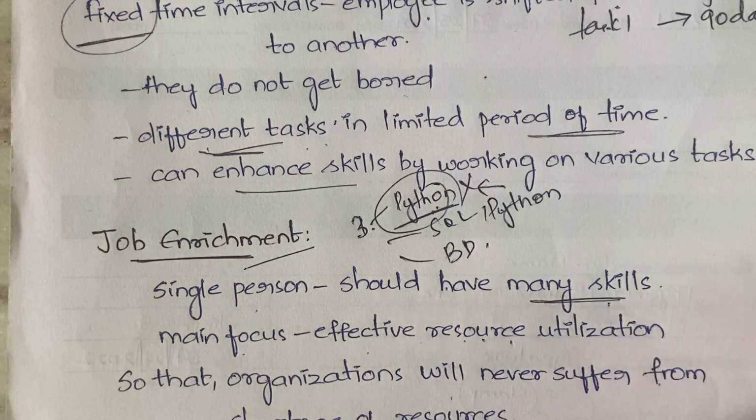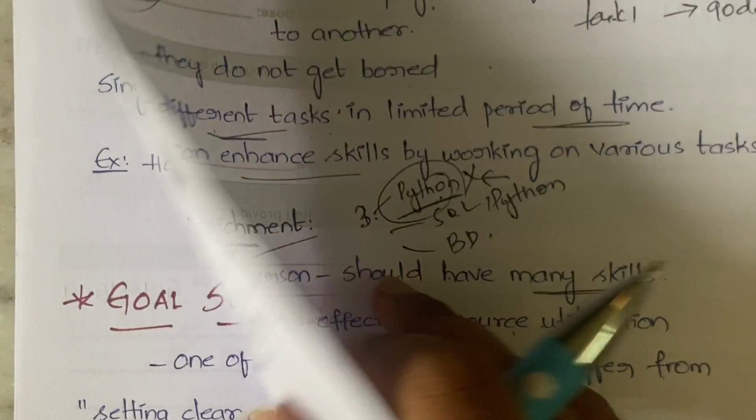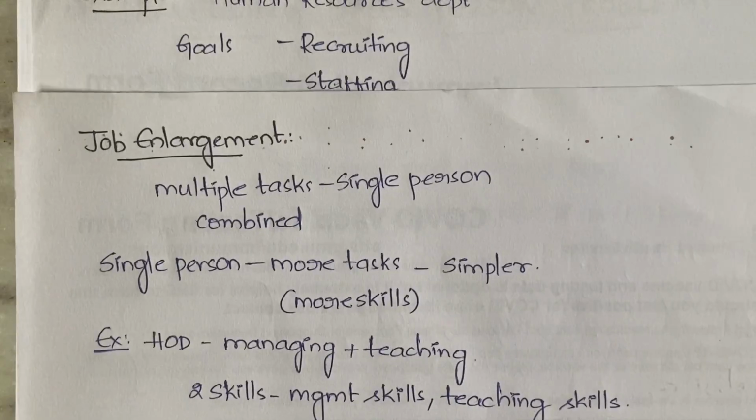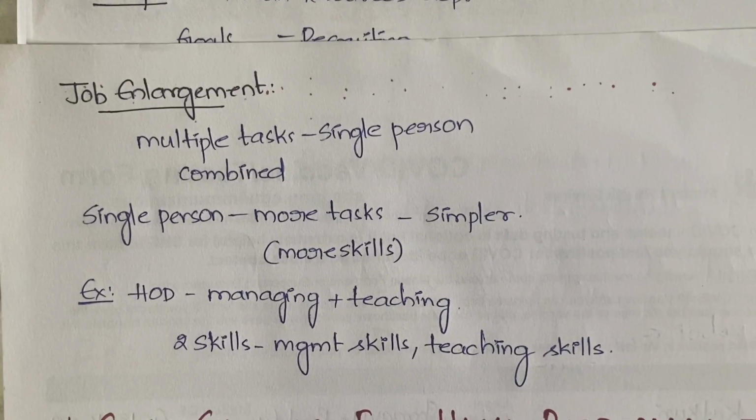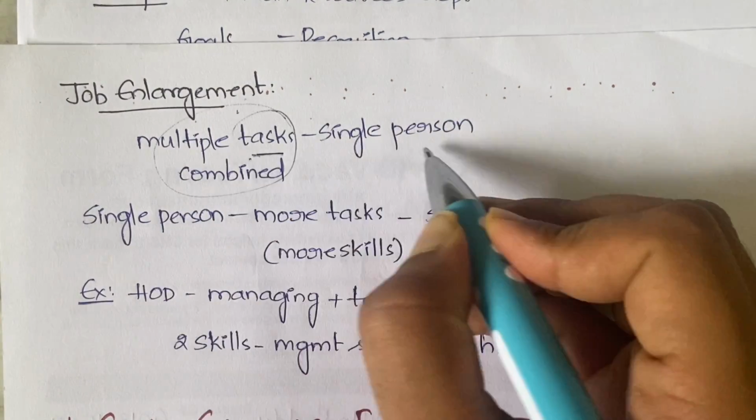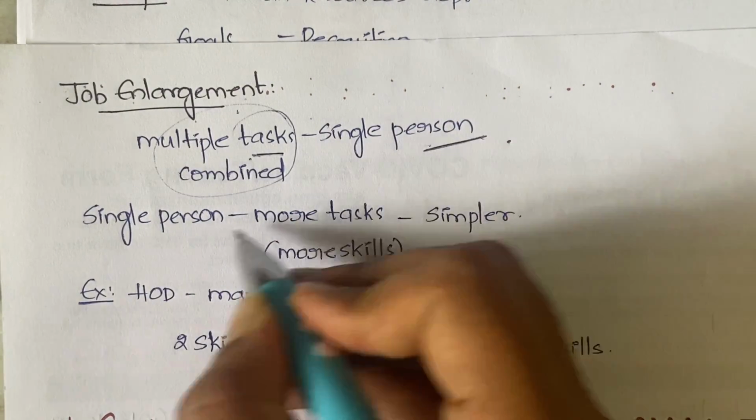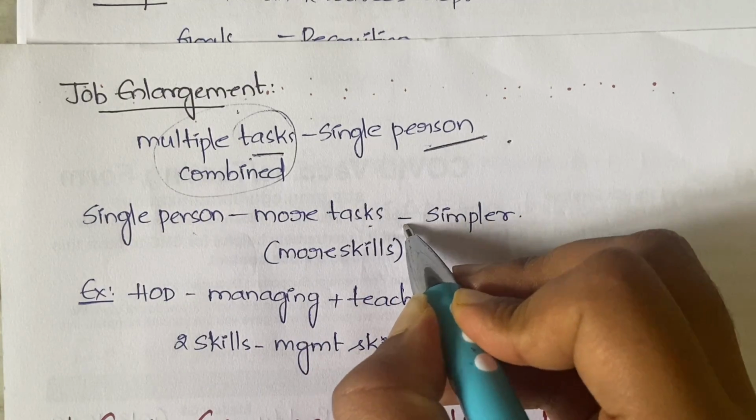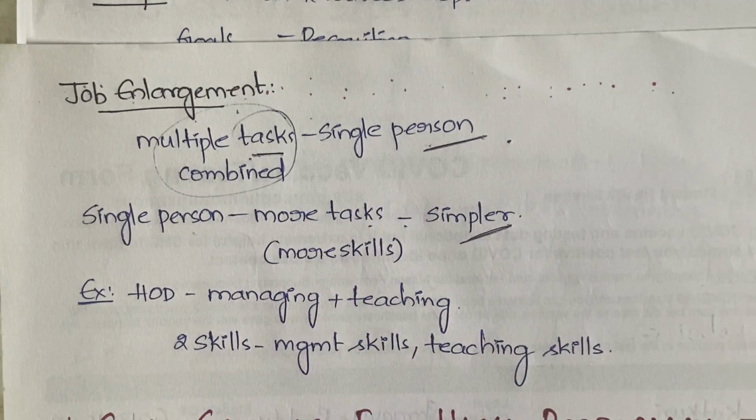Now after job enrichment, the next thing we have is job enlargement. So let's see. Job enlargement means multiple tasks are combined together and given to a single person. So a single person will do more tasks which are simpler. Okay, not complicated tasks. A single person will do n number of tasks and all those tasks will be very simple so that they can easily do them. And because of this, what is the advantage? He can get more skills.